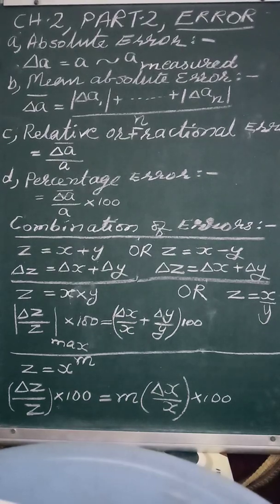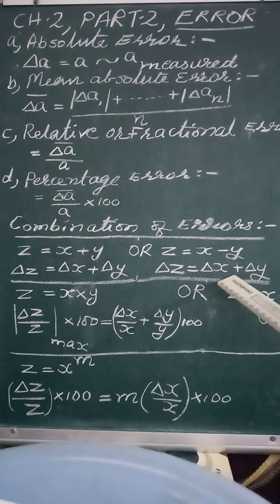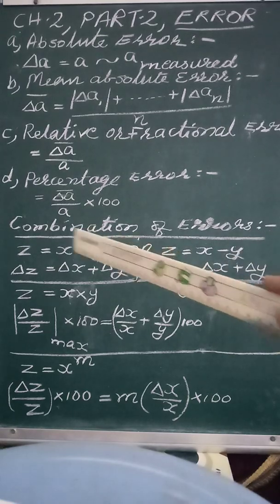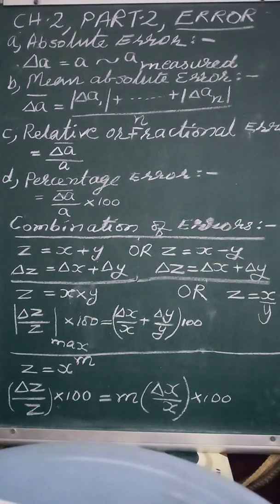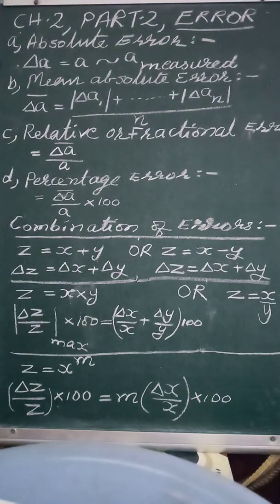Now look at the operation we are doing, x minus y. Then also errors are added. Here errors are not subtracting. Errors are always added. Even if you are doing the addition operation or the subtraction operation, errors are always to be added. Now come to another operation, that is multiplication as well as division.